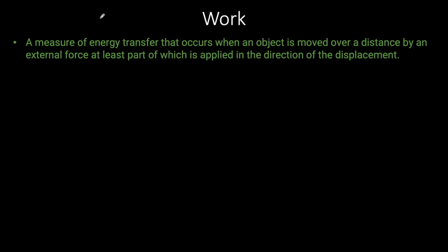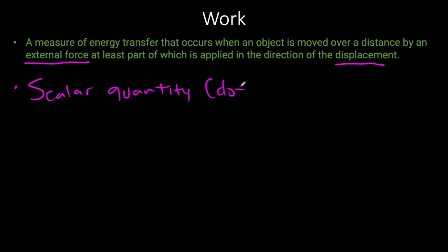So first of all, we're gonna talk about work. Work is a measure of energy transfer that occurs when an object is moved over a distance by an external force, at least part of which is applied in the direction of the displacement. One thing to understand about work is that work is a scalar quantity. And this is because of the dot product. You might not have learned the dot product now, but you probably will learn it in the future, especially if you're a physics major student.